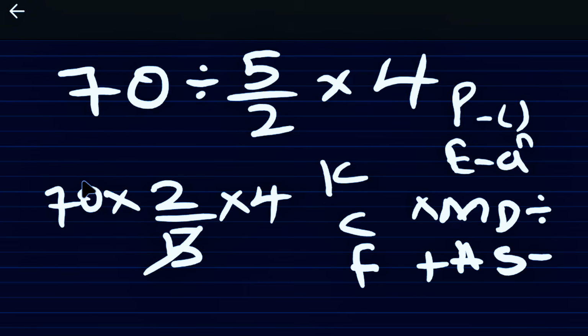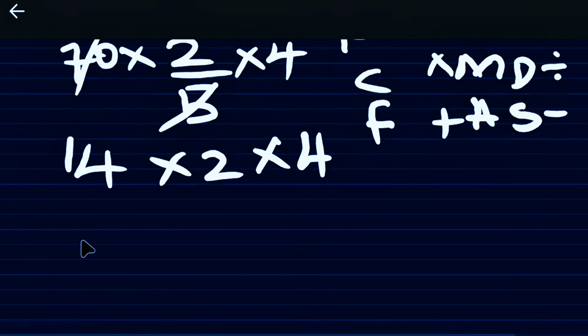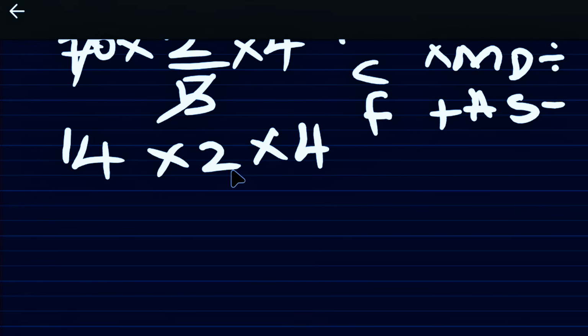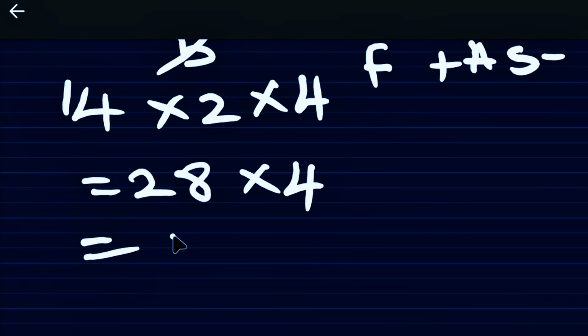Now 5 here can divide 70, and it will give us 14 times 2 times 4, okay? So from here, 14 times 2 will give us 28 times 4, okay? Now 28 times 4 will give us 112 as the right answer.